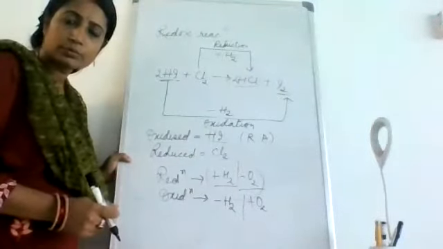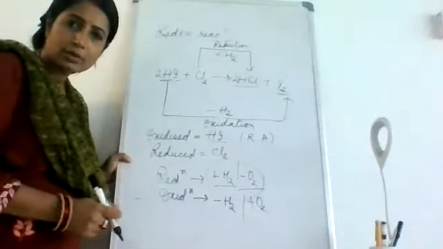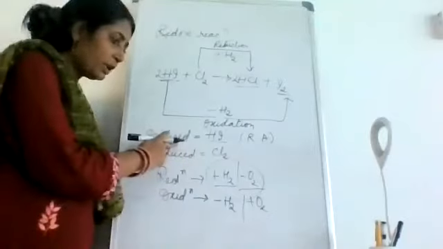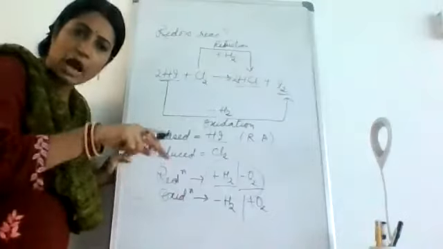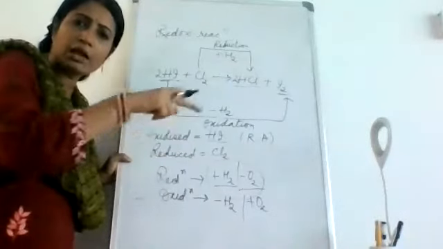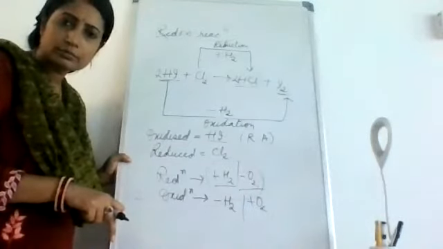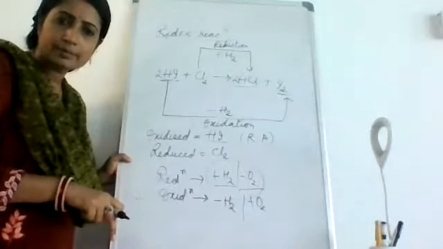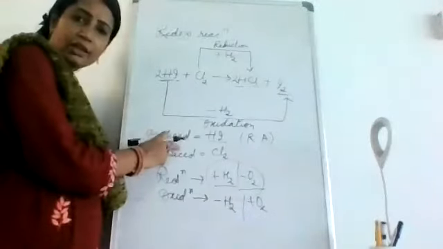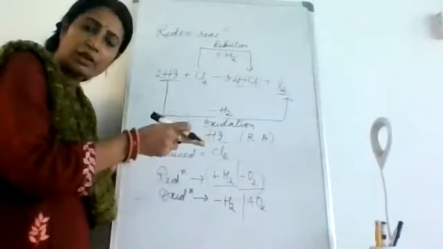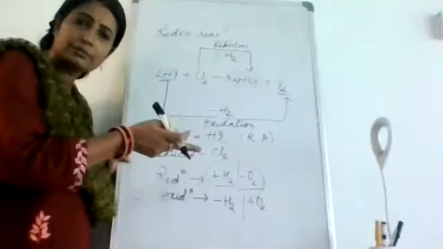How is it going to behave? The one which is getting oxidized is removing hydrogen, so obviously it will give the hydrogen to the other reactant. Is it or not? Yes, ma'am. If it is getting oxidized, it is removing hydrogen, so it is going to give that hydrogen to the other reactant.